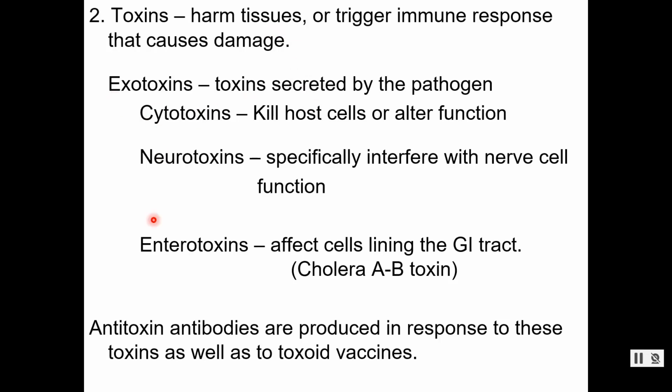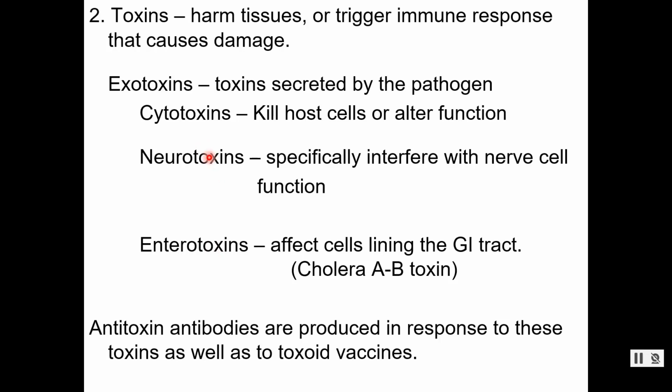There are exotoxins. Exotoxins are ones that are secreted by the pathogen. There are also endotoxins, but let's talk about exotoxins first. We can classify them further by what they do or where they work. Cytotoxins kill other cells, so that makes sense. Neurotoxins, you can guess what that does. These are toxins that specifically interfere with nerve cell function. Enterotoxin, entero means gut, so these are toxins that affect our GI system.